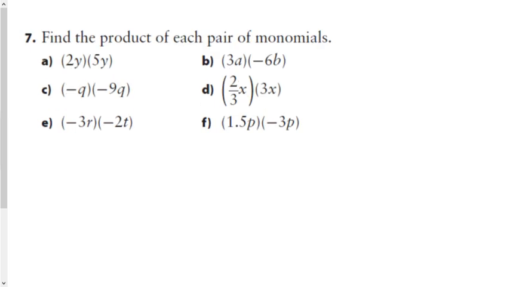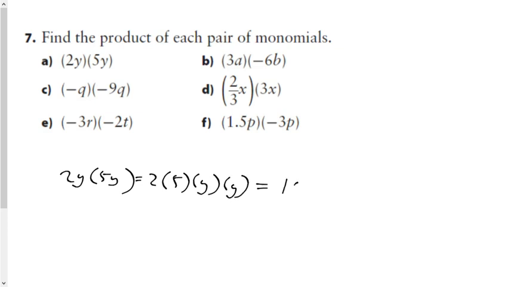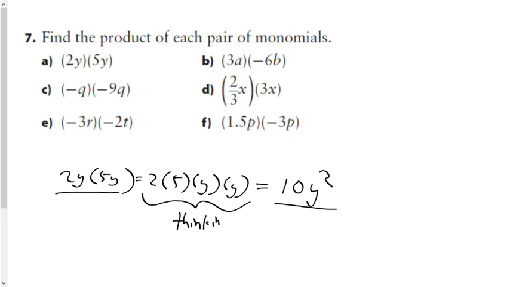Question 7, find the product of each pair of monomials. This time, because we don't have to model it, what we're going to actually use here is the associative property, which means the order in which we multiply does not affect the product. So if I did that, I could simplify it. This is the question. This is the answer. This is what I'm really thinking, the thinking to get this answer, because we can redistribute it however we want.